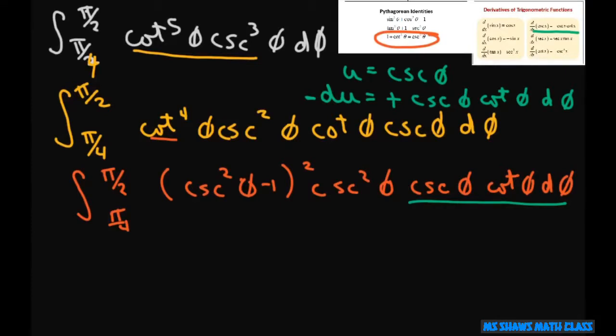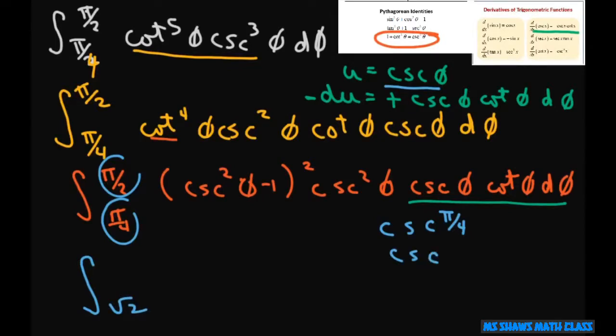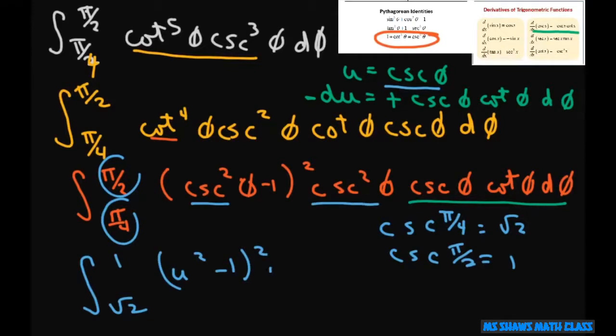because we're going to use u substitution. So when you use u substitution, the only thing we have to deal with now is looking at these bounds. Since we're letting u equal cosecant of phi, this is going to change. So cosecant of pi divided by 4 is square root of 2. And cosecant of pi divided by 2 is going to equal 1. So when you write that, then we're going to write our u substitution. So this is u squared minus 1 squared. Then we have u squared. And then this whole piece here is just going to be negative du.